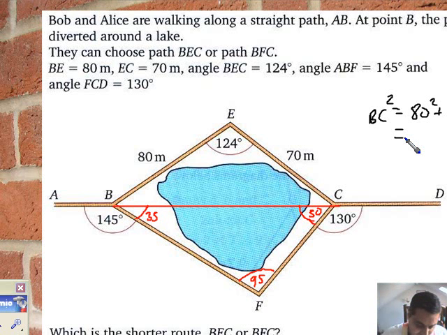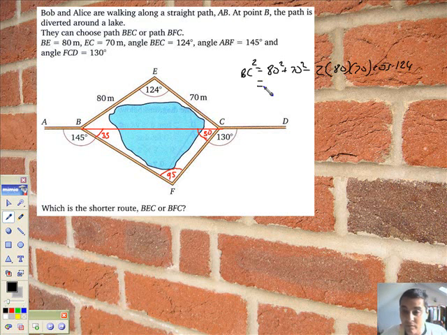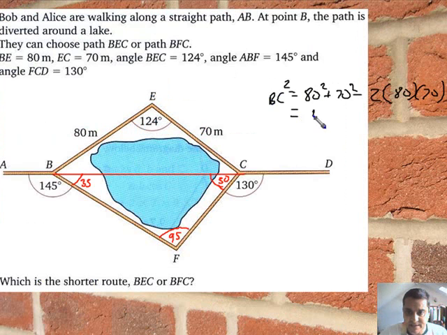Minus 2 bracket 80 bracket 70 multiplied by the cosine of 124, and that gives us 17.56. Sorry, I misread that. It's 17,562.96. Okay then, because these can be quite long, aren't they?